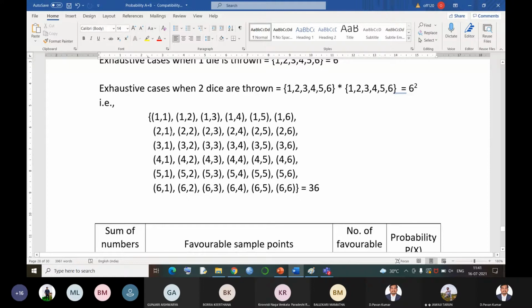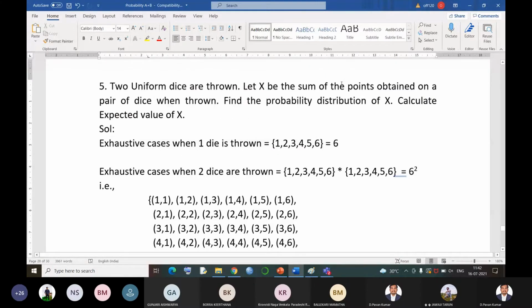How many favorable outcomes are there? For the sum 2, it is only 1. For 3, it is 2. Let us see for the sum 4: 1,3, 2,2, and 3,1. These three combinations give us the sum 4. Likewise, we have to identify the minimum sum and the maximum sum that we can get out of these outcomes, and those are our favorable number of cases here.